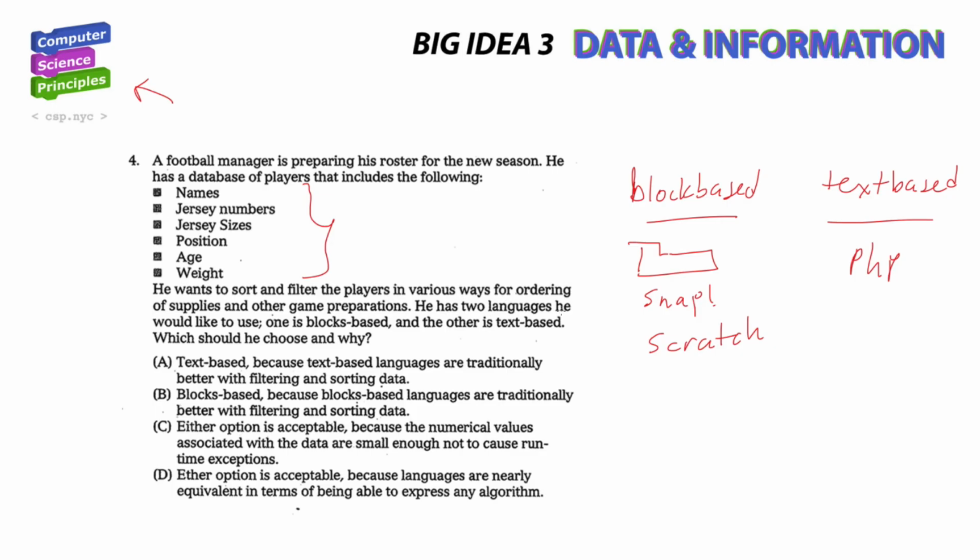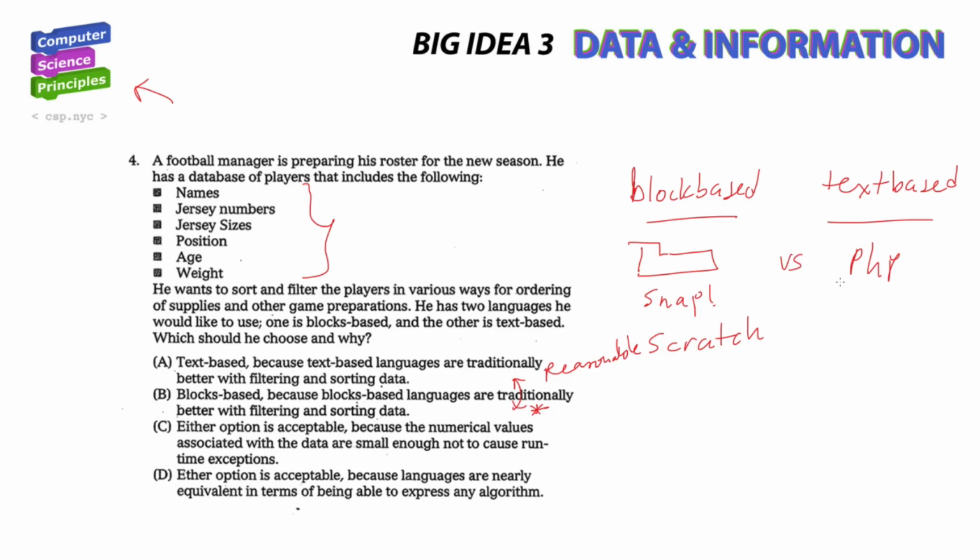So it says he has a choice of either of these 2. So let's just think. It says which should he choose and why. So A is text-based because text-based languages are traditionally better with filtering and sorting data. So this at first glance seems reasonable. So it seems reasonable if we are a layperson. B says block-based because block-based languages are traditionally better with filtering and sorting. So now, not too sure, because here they are both giving us the reason of traditionally they are better.